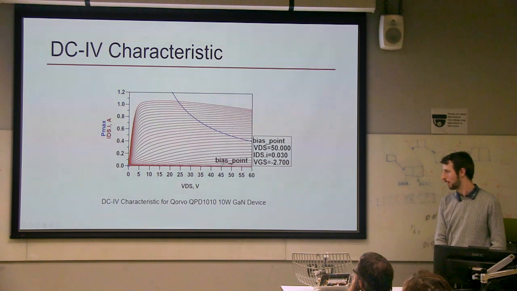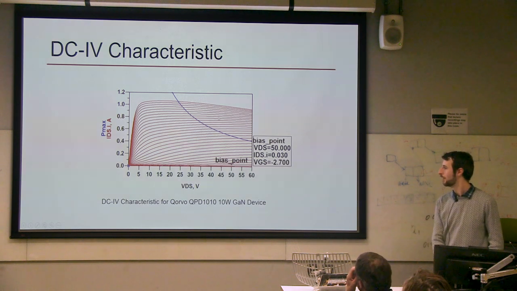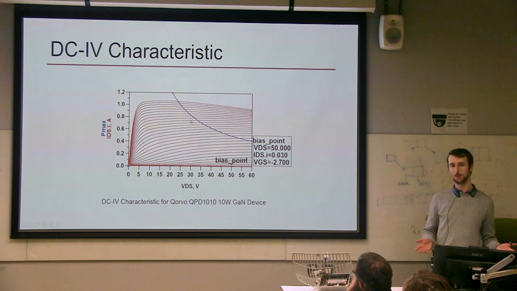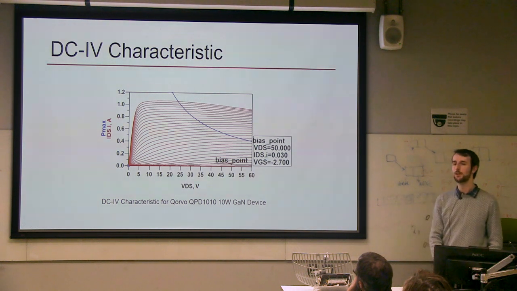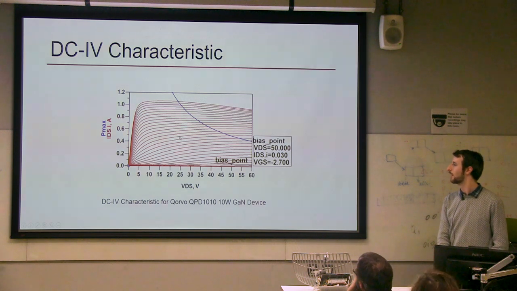This is just where I biased it for a low bias point, which I'll briefly cover later on. That's just to give you an idea. And this is all simulated using a model in ADS, but obviously you can measure it as well. Advanced simulators mean you don't have to do that intentionally.